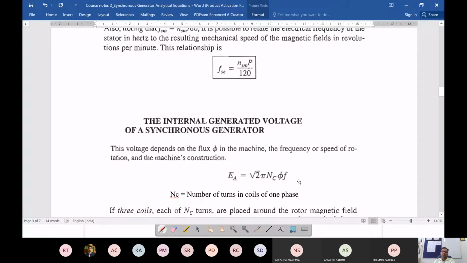As this equation shows, it depends upon 3 quantities. One is the flux in the machine, phi is the flux. f is the frequency or speed of rotation, and NC is the number of coils, the number of turns in the coils of one phase. So that depends upon the machine's construction.